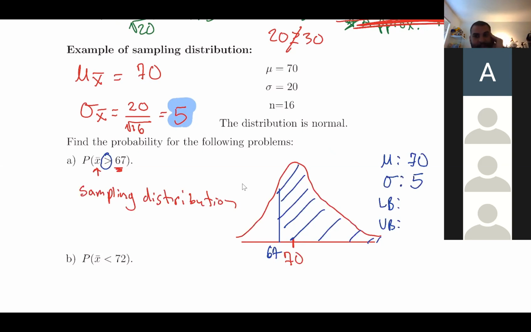Which one? 67. Yeah, 67, perfect. And then what's the highest number that we shaded? It's infinity, right? Yeah, infinity. So you put infinity, if you're doing this with a TI-83 or 84, you want to put 10 to the 10 power. All right. Everybody good so far with those 4 inputs?